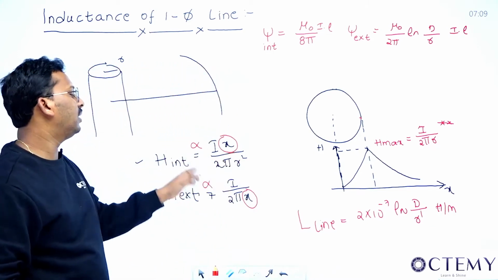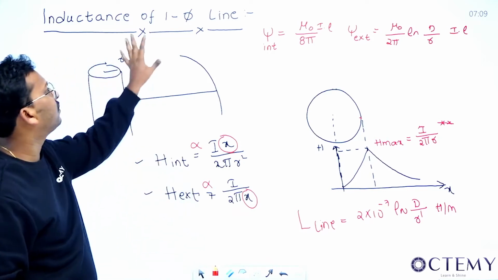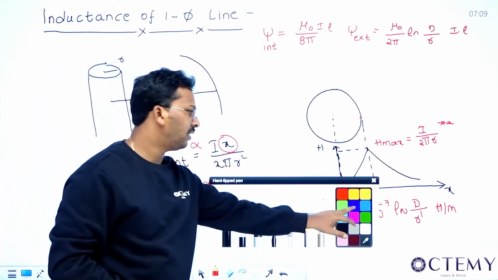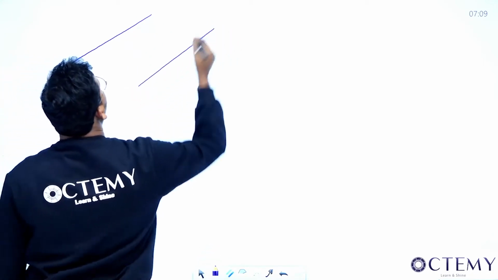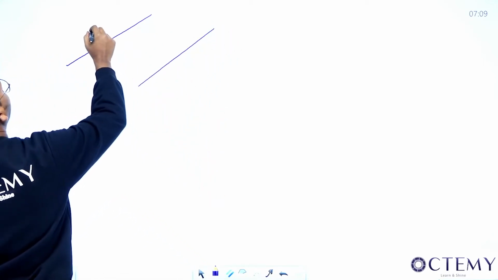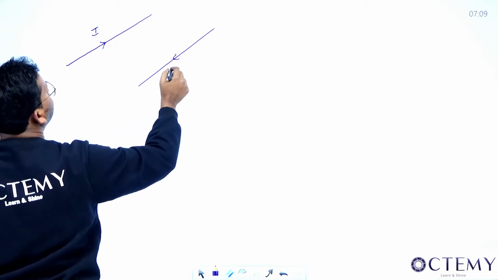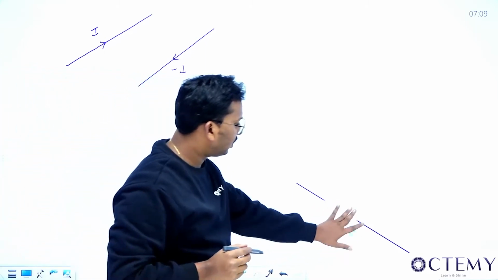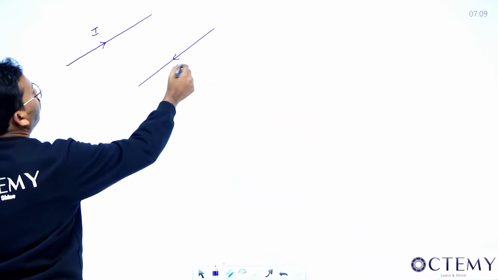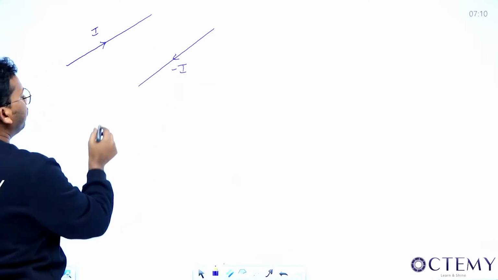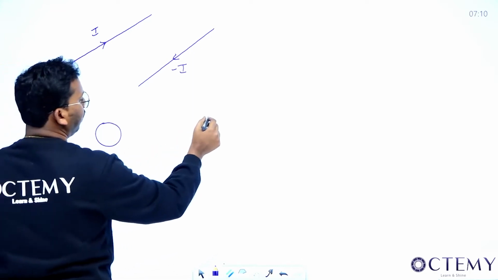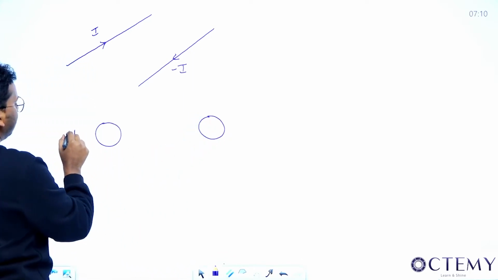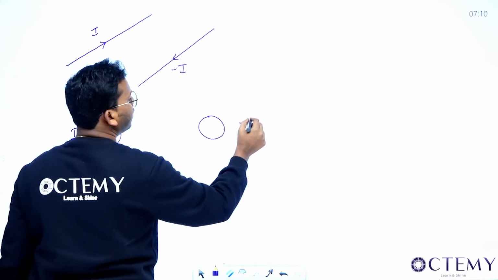Now, directly by using this formula, we will try to find the inductance of a single phase line. How will I find it? In a single phase line, we have to assume that there are two lines running in parallel. It's a single phase system, so this is current I and this current is minus I. In the cross-sectional view, this current is going in, this current is coming out. The current on this is plus I, the current on this is minus I.